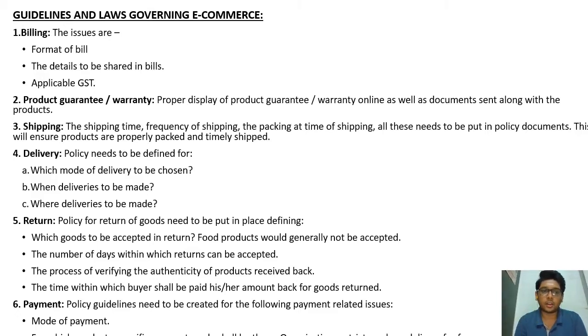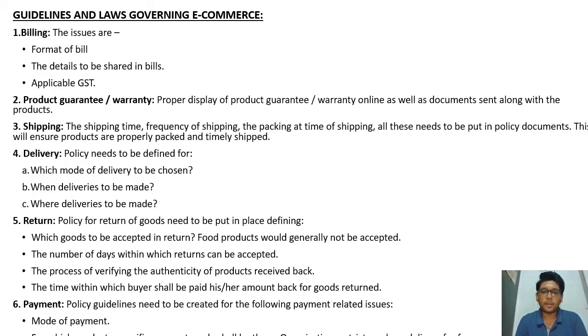Next is the return. Policy of return of goods needs to be put in place, defining which goods are to be accepted and returned. Food goods would generally not be accepted. Next, the number of days within which the return has to be accepted. Next, the process of verifying the authenticity of products received back. Finally, the time within which the buyer shall be paid his or her amount back for goods returned.